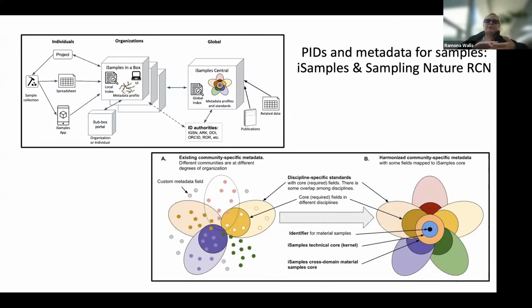So I've got 2 active grants right now. One is called iSamples, and one is called Sampling Nature. iSamples is an NSF infrastructure grant where we're building a domain neutral set of services for minting identifiers and recording metadata about material samples in the life history domain. And Sampling Nature is essentially a research coordination network that's going to help address many of those social issues around globally unique identifiers for samples and sample-based research.